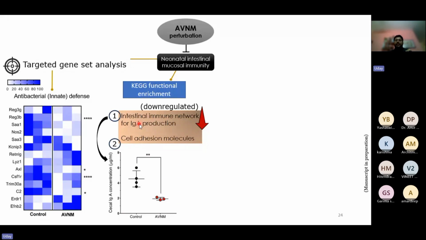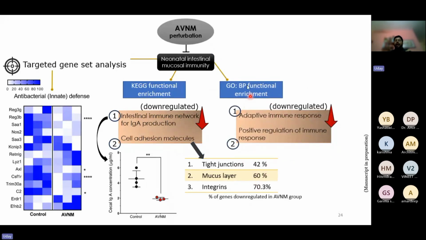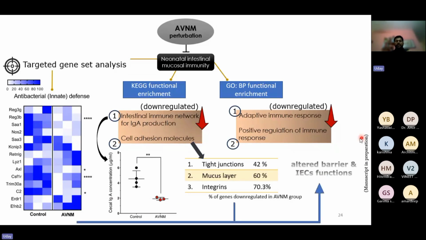So we wanted to validate the RNA-seq data. We checked the IgA concentration in the cecal samples, and we found that yes, it is significantly lower in the AVNM group. We also found that cell adhesion molecules like tight junction proteins and integrins are downregulated. When we searched another database, the gene ontology biological process, we also found that immune-related functions like adaptive immune response and positive regulation of immune response are downregulated. So from here we can say that this can alter barrier and intestinal function. There is crosstalk between barrier integrity and immune cell function.